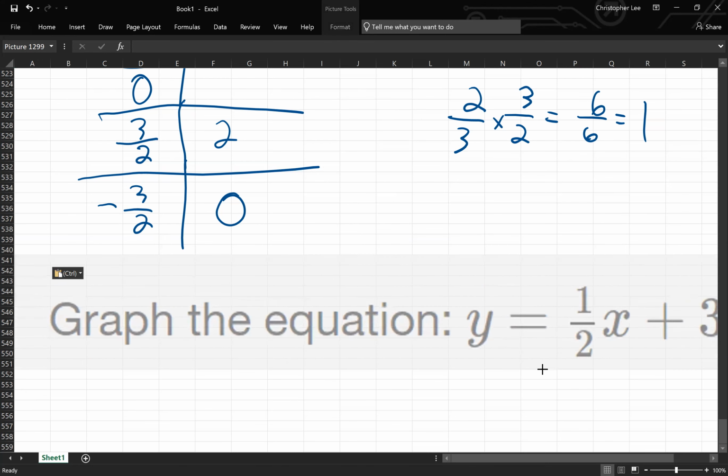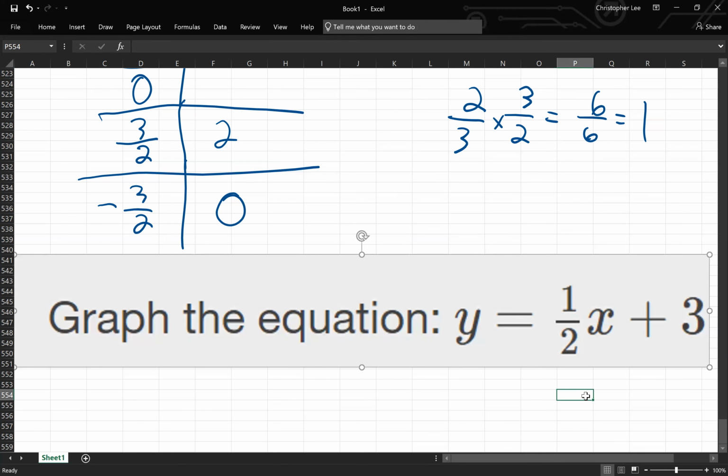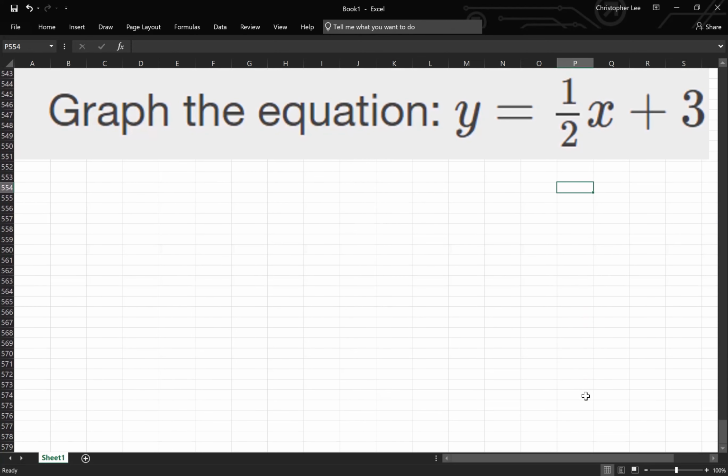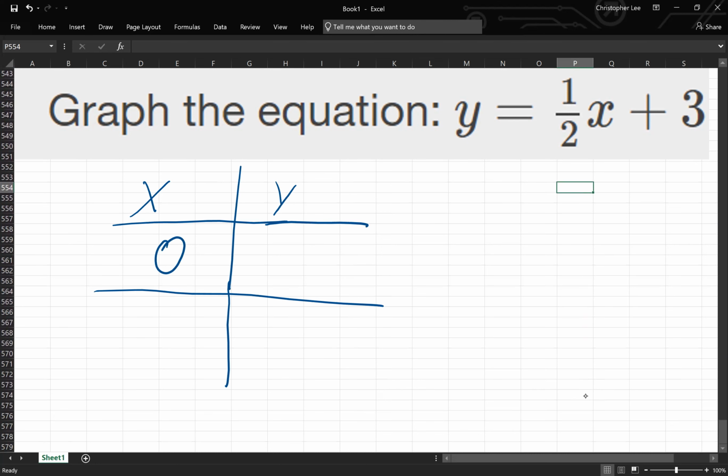So let's try this out. Let's say I want to graph this equation here, right? I'm going to keep it simple. I'm just going to choose a couple of numbers, right? Make my table of values. So tell me, what should I choose? 0. Okay, what else? 2. Okay, I like that. What else?